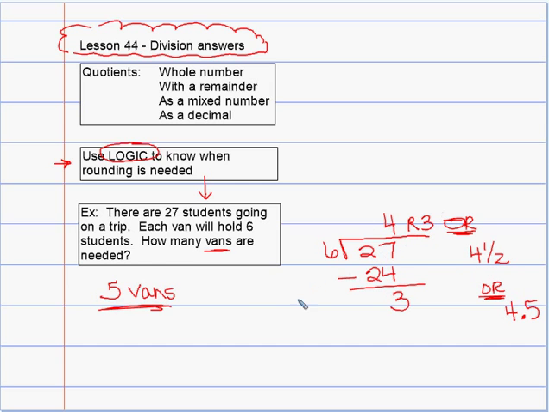This remainder 3 might be helpful if they said, well, you know, if 3 students were absent, could we fit in 4 vans, or something like that. You know, 4 1/2 doesn't make any sense because we don't know what half a van is.